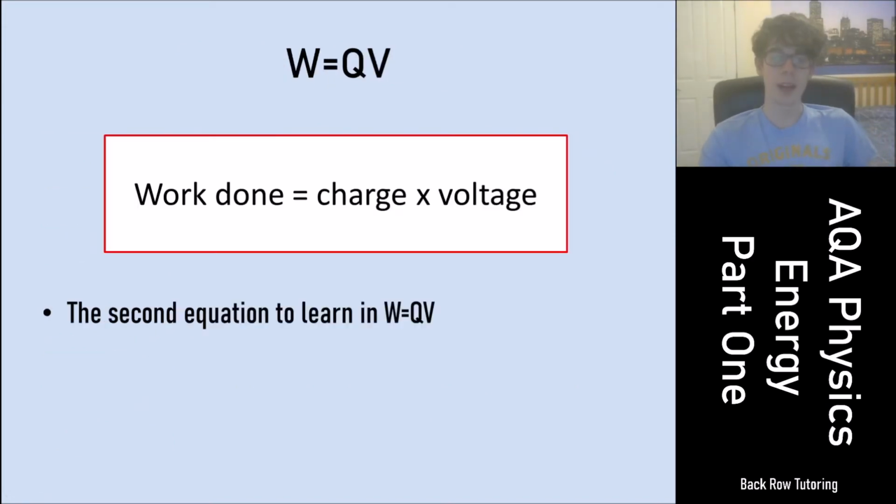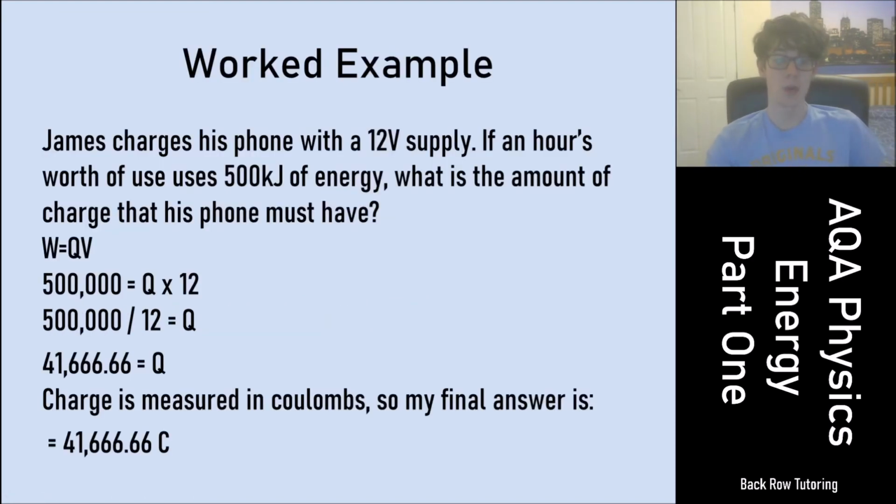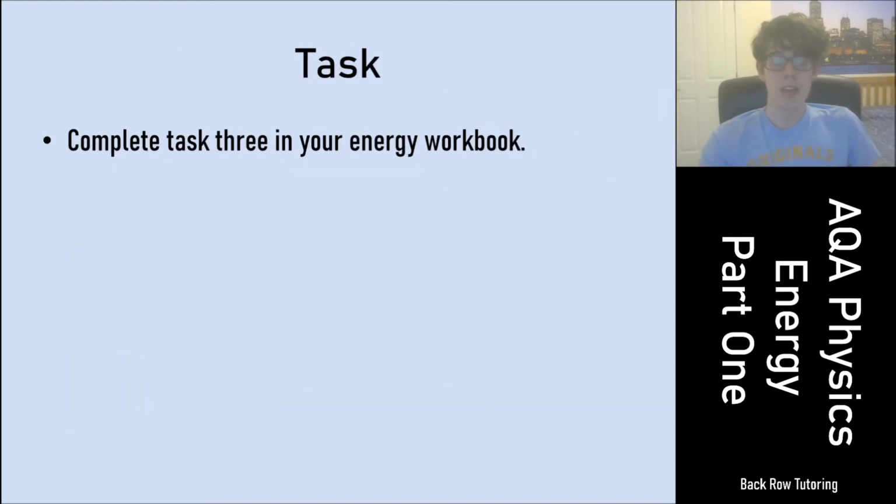Charge is measured in coulombs. Just going back to that really quickly. Work done is, again, an energy, so that's measured in joules. Charge is measured in coulombs and voltage is measured in volts. So our final answer is 41,666.66 coulombs. Again, in the exam, you wouldn't need to write it quite to that amount of significant figures. Right, so you should now complete task 3 if you're following along in your workbook.